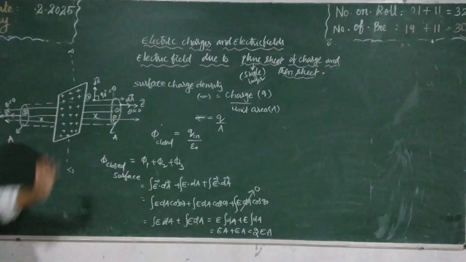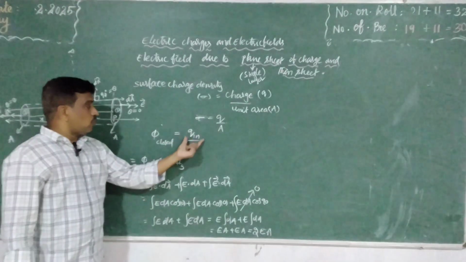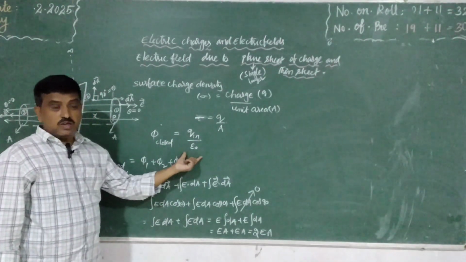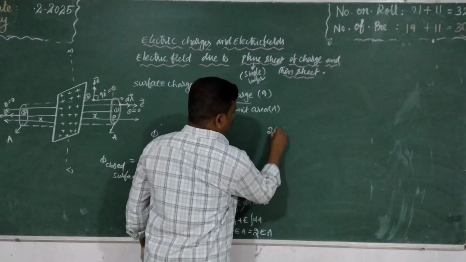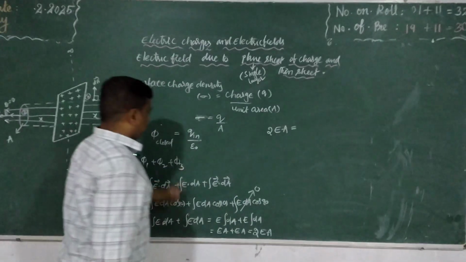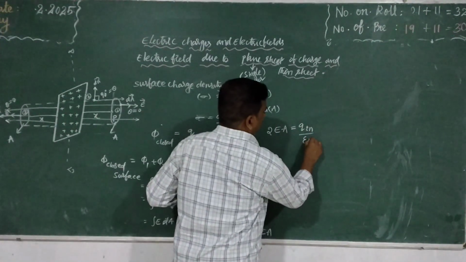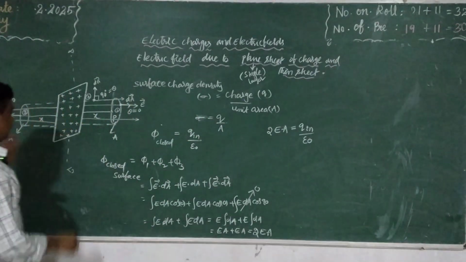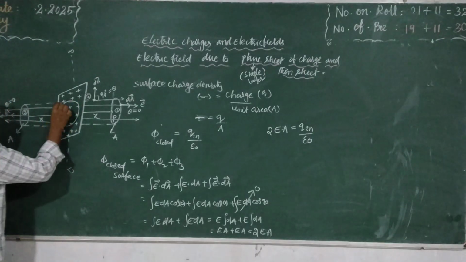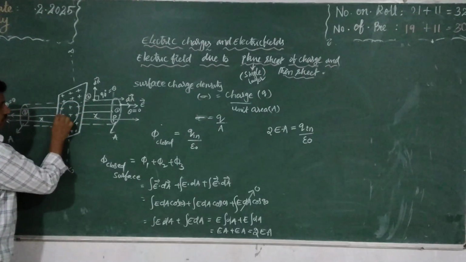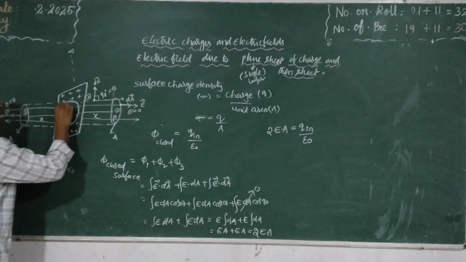What is the flux through the closed surface now? For this Gaussian surface it is 2EA. Flux through a closed surface equals q inside by epsilon naught. So I write 2EA is the flux through the closed surface, equal to q inside by epsilon naught. Q inside means the charge in this area. What is the charge in this area? That charge we find out.